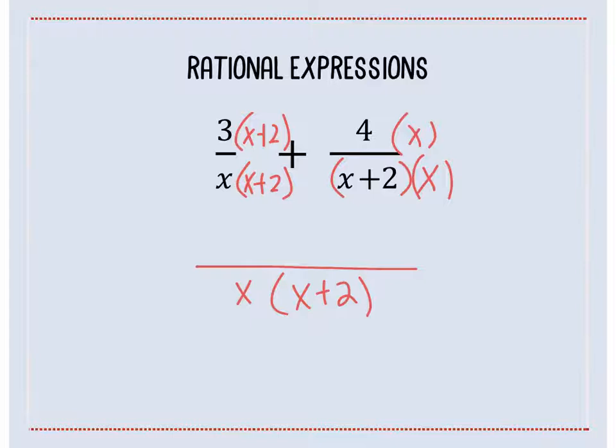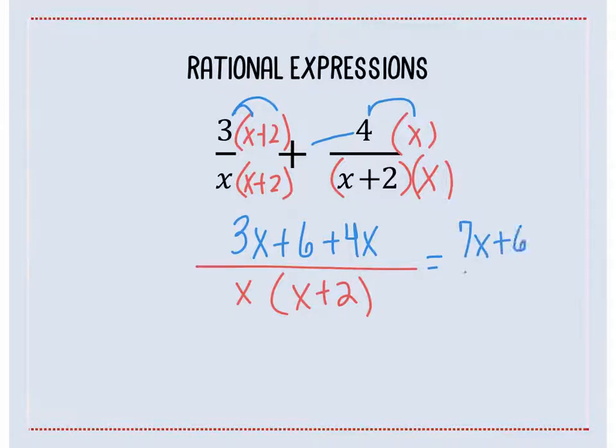So now on my numerator, I distribute. I get 3x plus 6. This is a positive 4, so positive 4 times x is positive 4x. Combine like terms, and I have 7x plus 6 over x times x plus 2. My numerator has no greatest common factor, so there's nothing that's going to divide out.